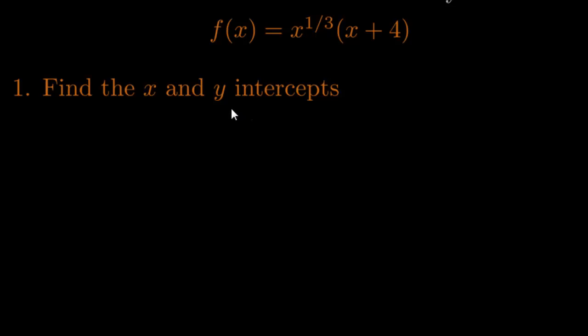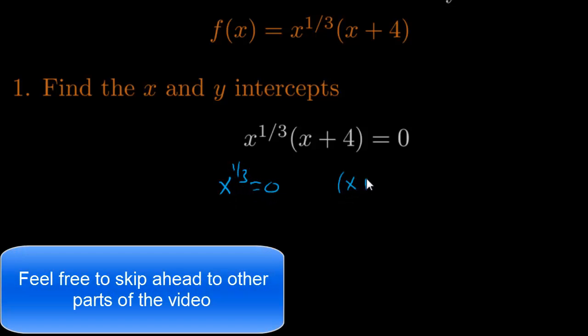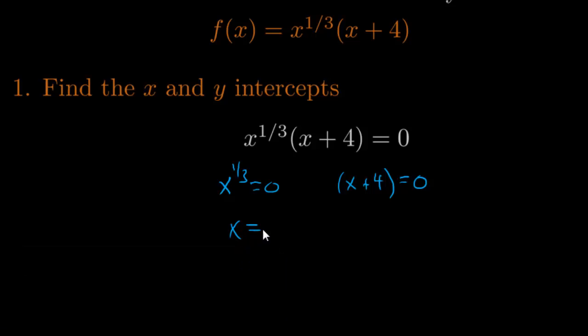Okay, so let's find the x and y intercepts. To find the x-intercepts, we're going to set the function equal to 0 and solve. Fortunately, it is factored for us, so all we're going to do is set each factor equal to 0. So we have x to the 1/3 equals 0 and x plus 4 equals 0. Should be easy to solve. This gives me x equals 0, and this gives me x equals -4.